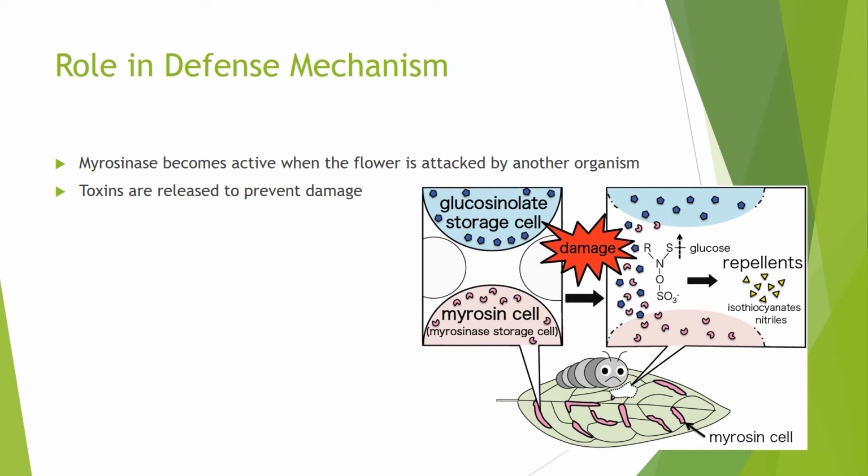As you can see by this sad little caterpillar here, whenever the flower is attacked by a pathogen, insect, or any other herbivore, myrosinase complex comes into contact with glucosinolate, and that produces one of the three toxic chemicals previously mentioned, and those chemicals defend the flower from being eaten or damaged.